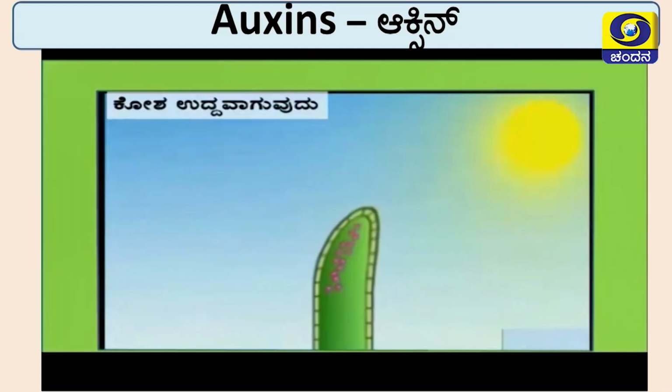Here you find auxins present. These auxins are hormones present in the tip of the stem. When the stem grows towards the sunlight, that is mainly because the auxins move away from the sunlight and help in the elongation of the cells which are present away from the sunlight. So naturally, the stem tip will slowly bend towards the sun. This is one type of auxin.